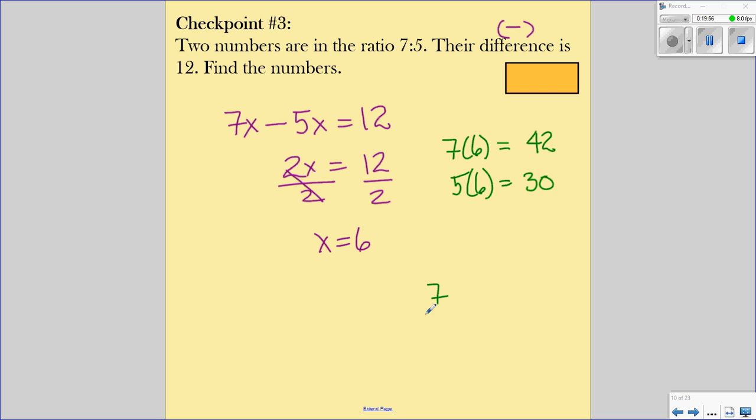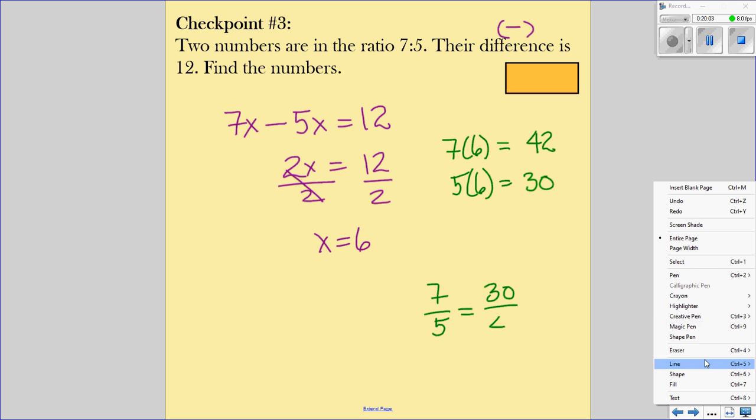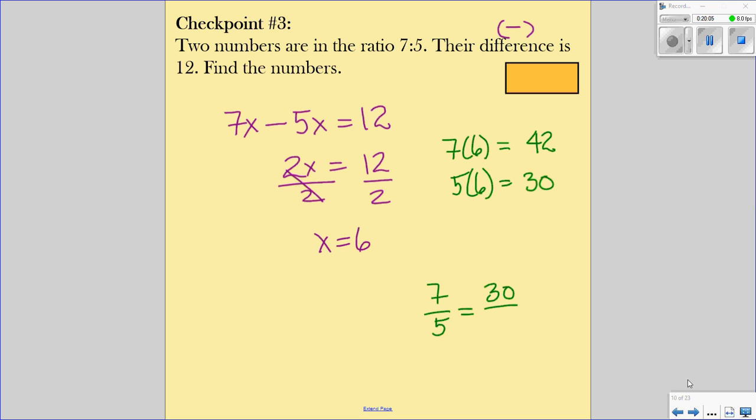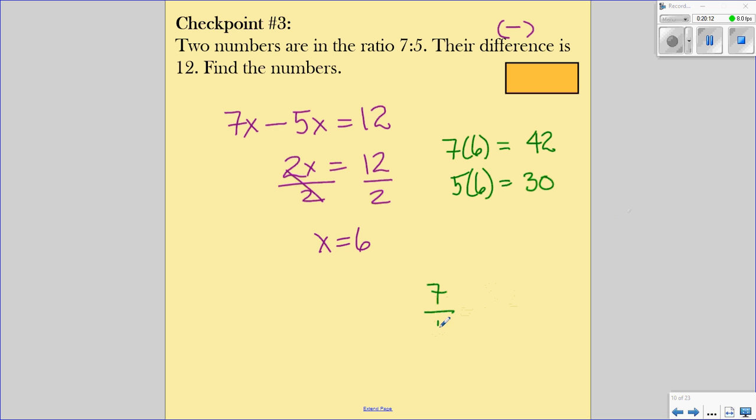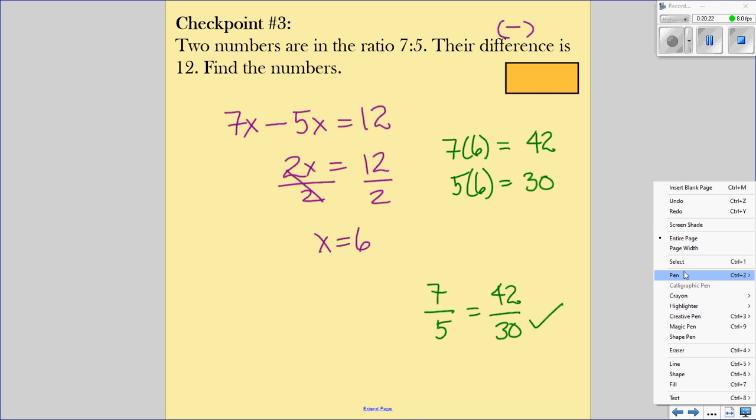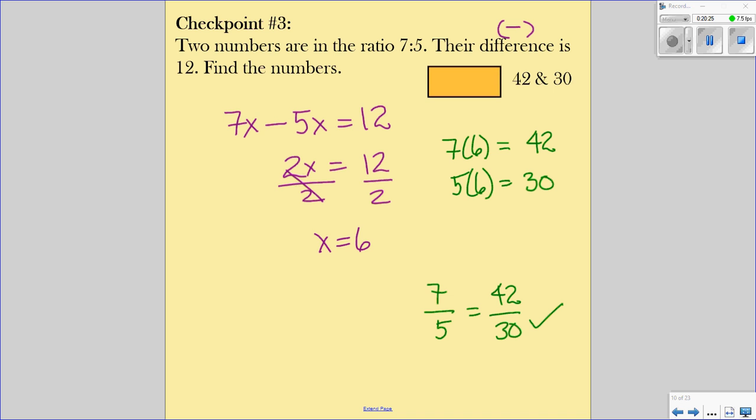So for 7 to 5 is equal to 30. Oops, mistake with that one, undo. So 7 to 5, 42 to 30. It's basically multiplying by 6 to get to that new ratio. Okay, next one.